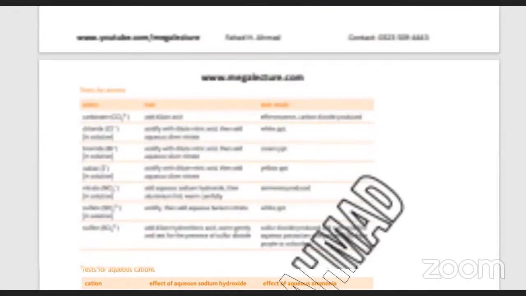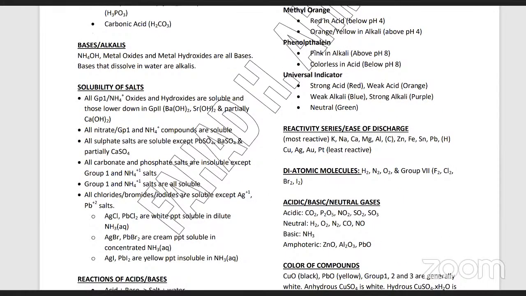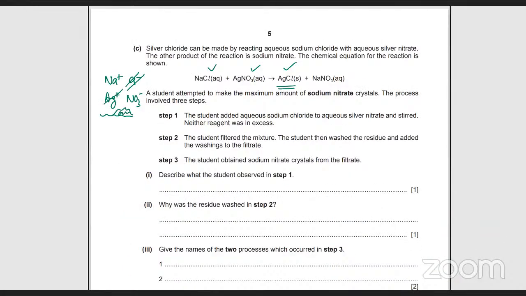Solubility table you have to remember it. Which ones are always soluble? Nitrates, group 1, NH4+1. All these compounds are always soluble. So going back to this, describe what the student observed in step 1. So what he observed in step 1 was a white precipitate of AgCl.